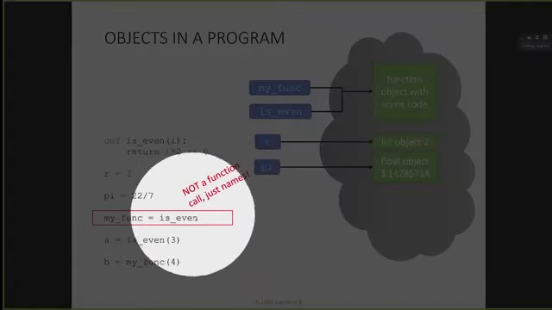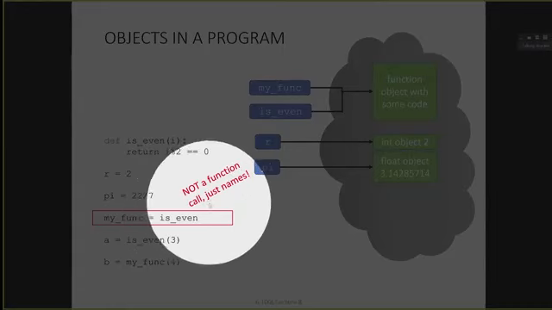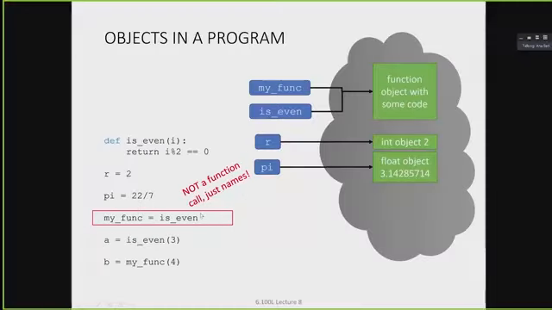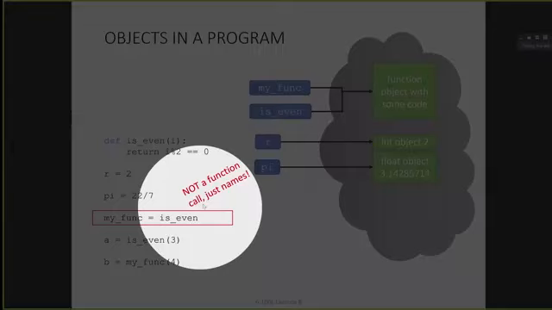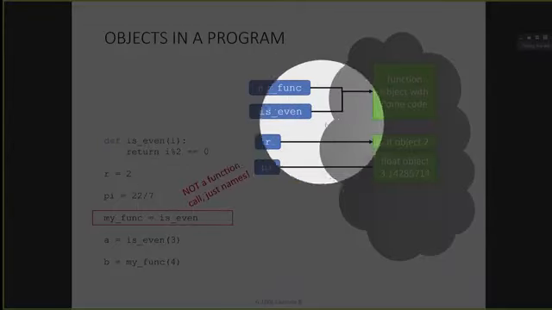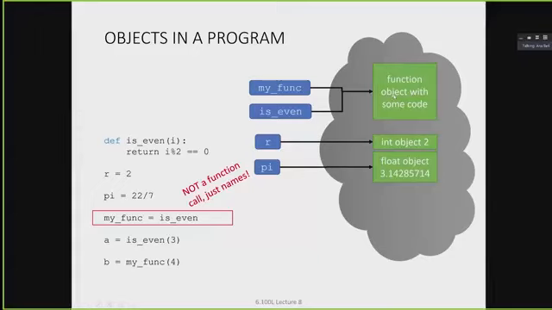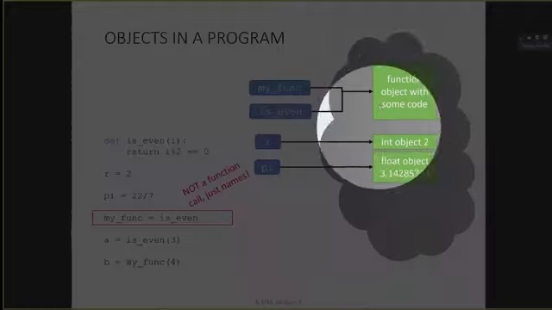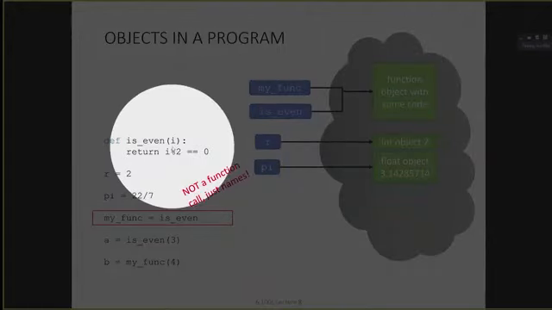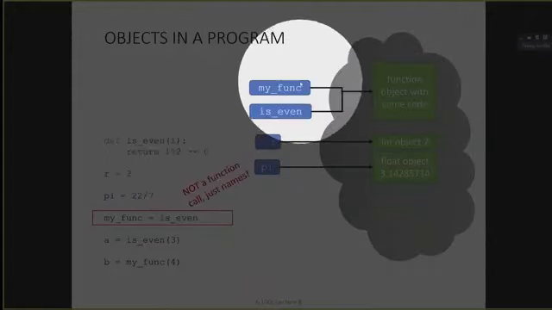The right-hand side here is just the name of my function. It's not a function call. Notice there's no parentheses after is_even, there's no parameter, none of that. It's literally the name of my function. So inside memory, what I've ended up doing is I have two names, my_func and is_even, that both point to the exact same function object. So that function object, this is_even function, can be referenced by both of these names.